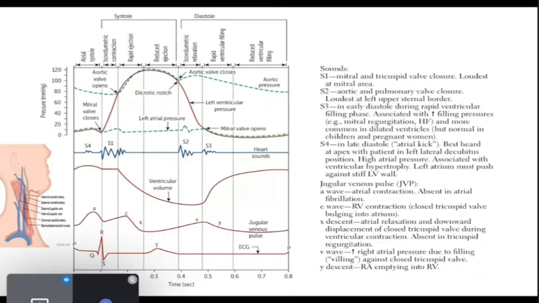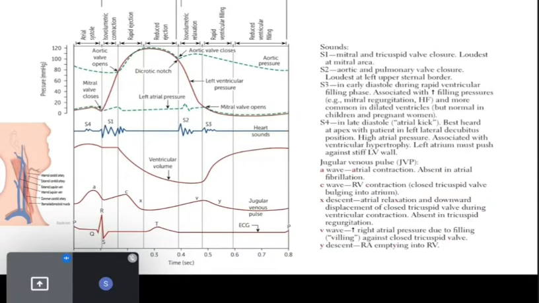Okay, now the sounds of the heart. As we know, S1 is the mitral and tricuspid valve closure. When the mitral and the tricuspid valves close, this is what causes the S1 sound. And as we know, it's loudest at the apex of the heart, which is the mitral area. Now, S1 occurs at the early systole.